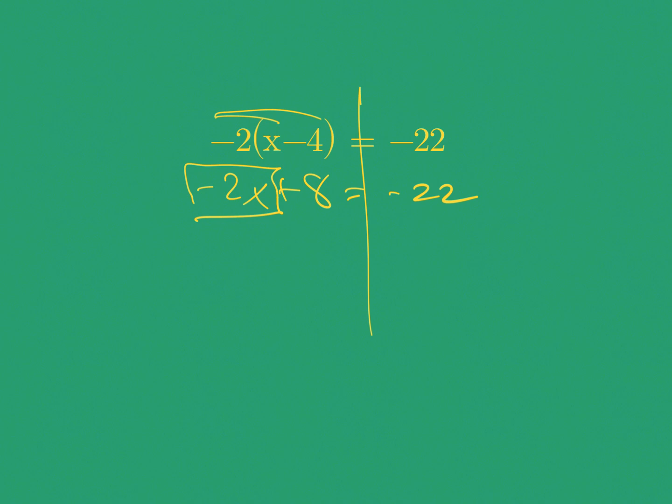What needs to go away to get the negative 2x by itself? The positive 8 needs to go away. How is it going to go away? 8 minus 8, gone. It's a tough one here. Negative 22 minus 8. You guys made it sound easy. Negative 22 minus 8, negative 30.